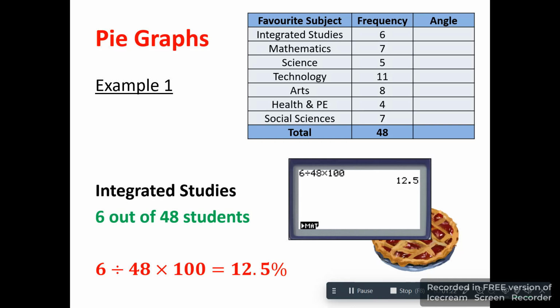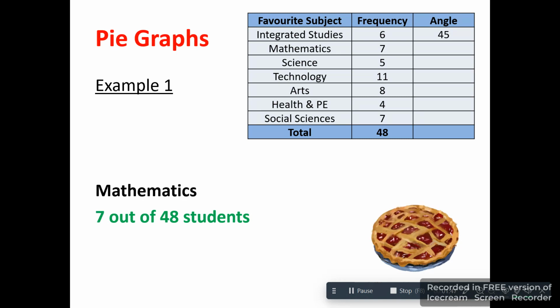But we don't want it as a number out of 100. We don't want a percent. We want it out of 360 because that's what an angle is in a full circle, 360. So we're going to go 6 divided by 48 times 360. And that gives us an angle of 45 degrees. So the sector for integrated is going to be 45 degrees out of the 360.